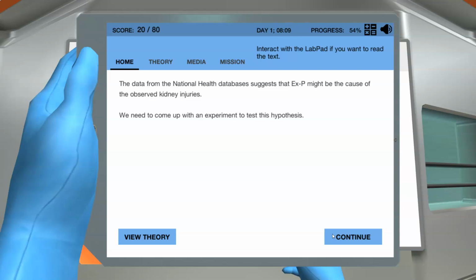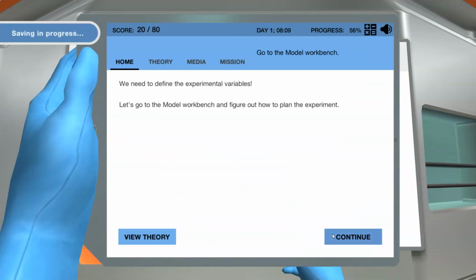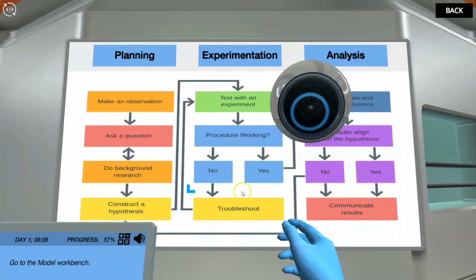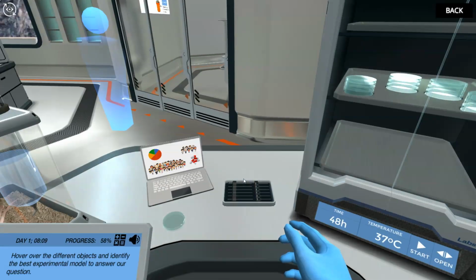The data from the National Health Databases suggests that XP might be the cause of the observed kidney injuries. We need to come up with an experiment to test this hypothesis. We need to define the experimental variables. Let's go to the model workbench and figure out how to plan the experiment. Hover over the different objects and identify the best experimental model to answer our question.